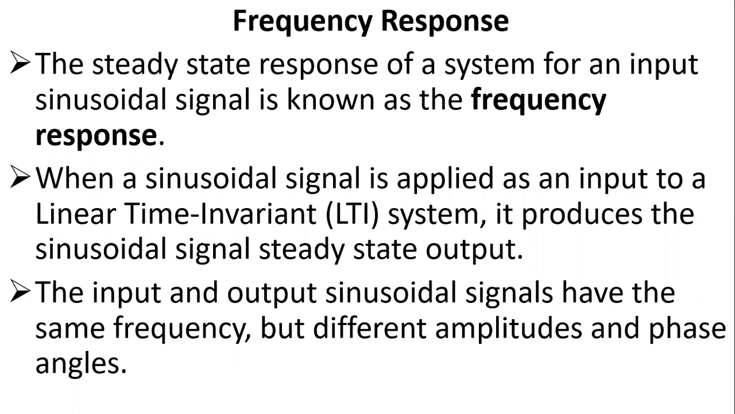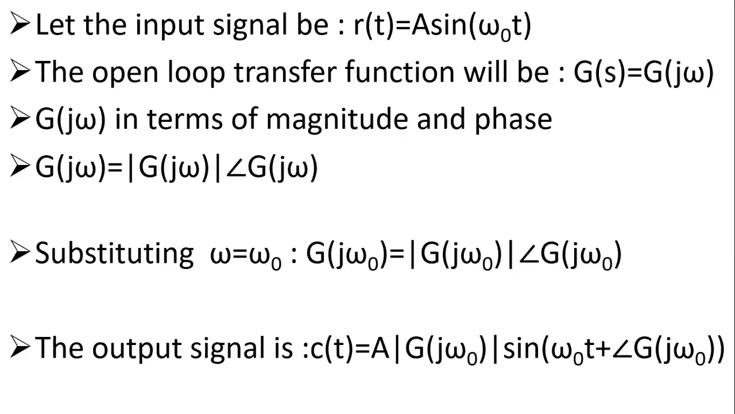Now, if we take the input signal r of t equal to A sine omega naught t, the open loop transfer function will be G of s equal to G of j omega. We can represent G of j omega in terms of magnitude and phase angle, as modulus of G of j omega with angle of G of j omega. If we substitute omega equal to omega naught, we get G of j omega naught equal to modulus of G of j omega naught with an angle of G of j omega naught.